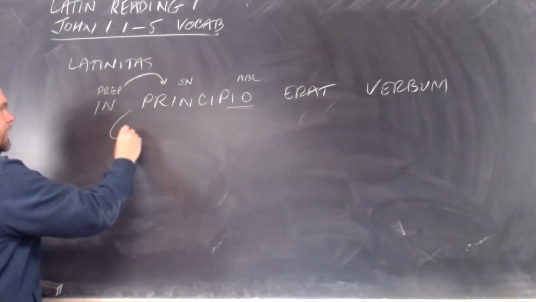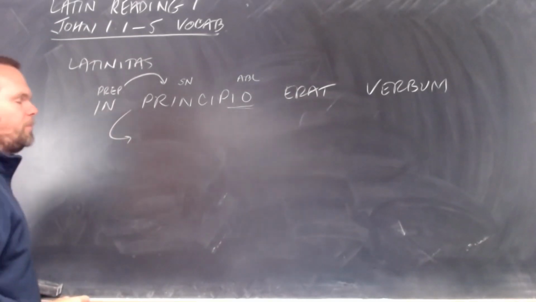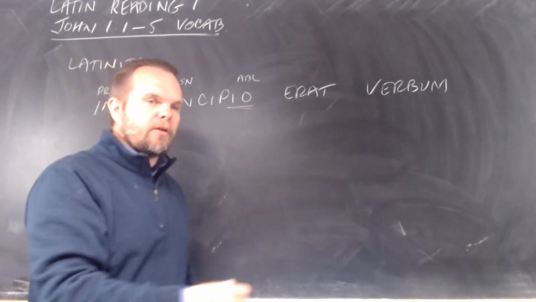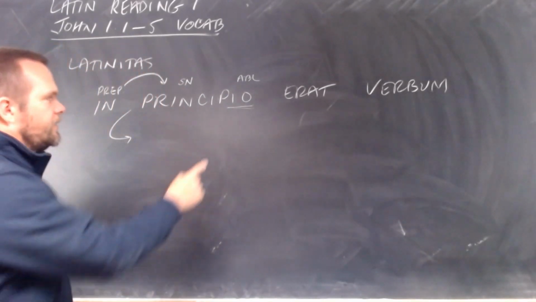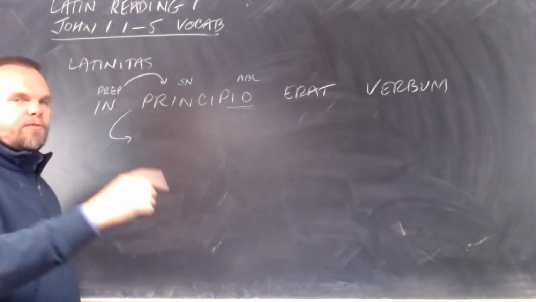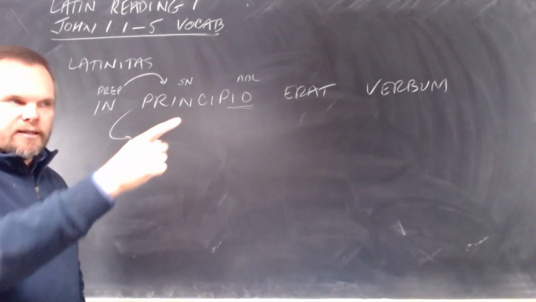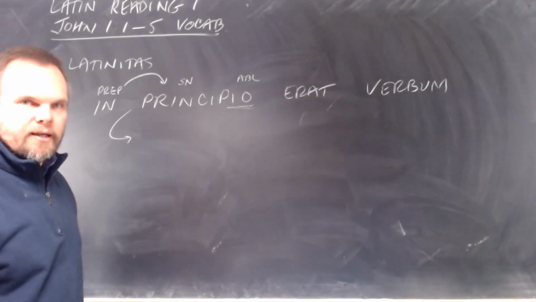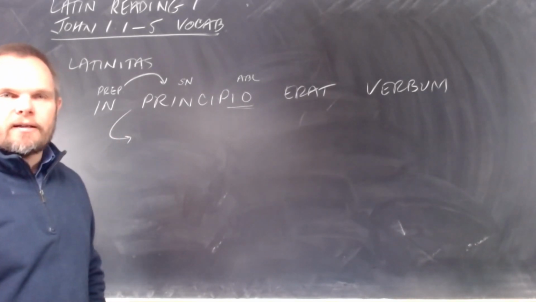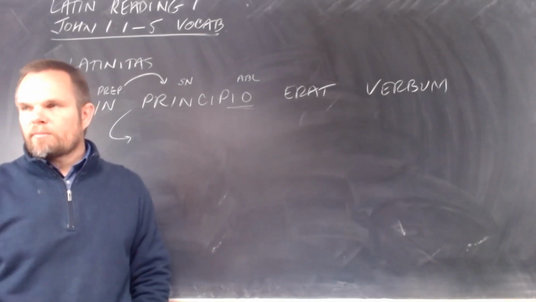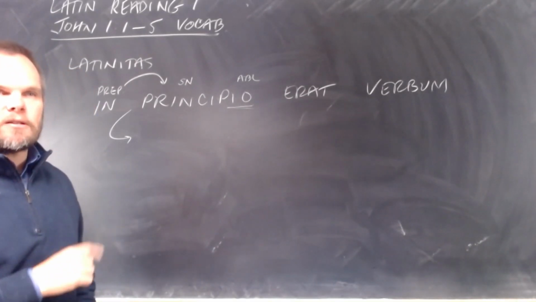The next word in the sentence is principio, and if you look it up in a dictionary, you won't find it. Because the different cases of nouns are not in a dictionary. In order to find a noun in a dictionary, you have to know the nominative form of the noun. You have to know the declensions.